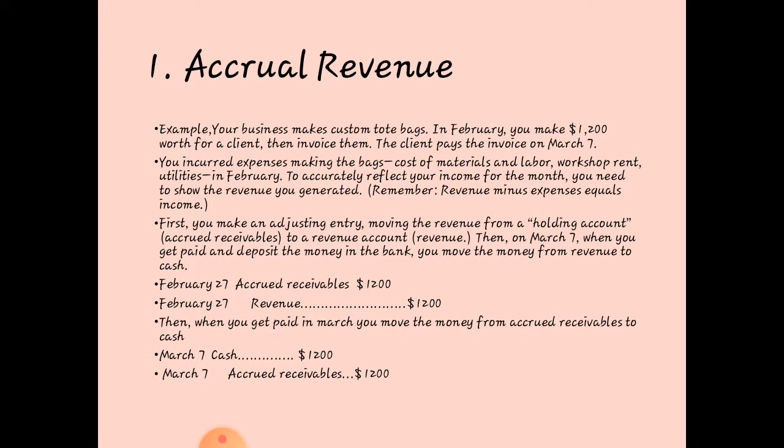First, you make an adjusting entry moving the revenue from a holding account to a revenue account. Then on 7 March, when you get paid and deposit the money in the bank, you move the money to cash. Now, accrued receivables is debit and revenue is credit. Then when you get paid in March, you move the money from accrued receivable to cash. Now cash is debit and accrued receivable is credit.